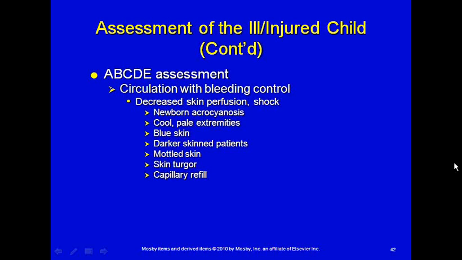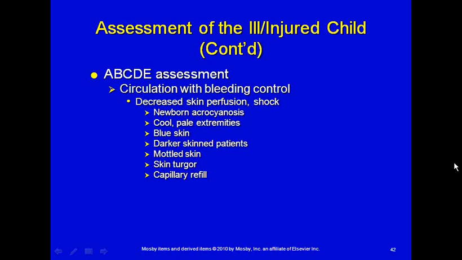Decreased skin perfusion is of course an indicator of shock in children. Do understand that in newborns they can get what's called acrocyanosis, or cyanosis of the extremities, and that is normal. Typically warm them up and that acrocyanosis goes away. If the extremities are cool or pale, if there's cyanosis around the trunk, again in darker skinned patients or children of color, you're going to have to look in the conjunctiva of the eye, the inside of the mouth, the palm of the hands, bottom of the feet. Mottled skin is certainly an indicator of poor circulation.